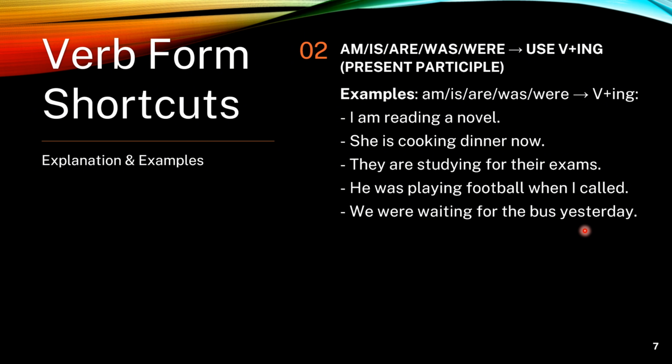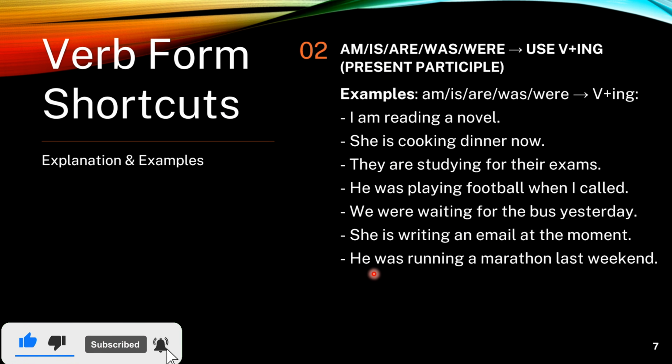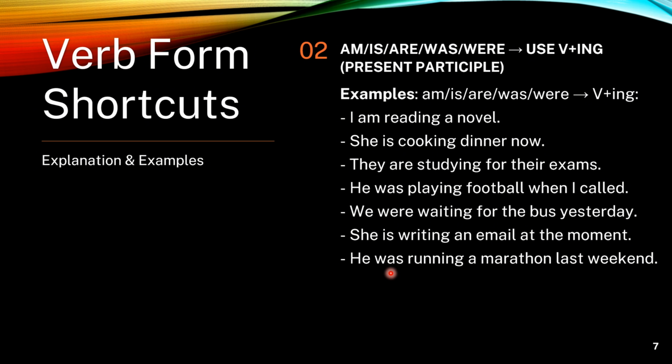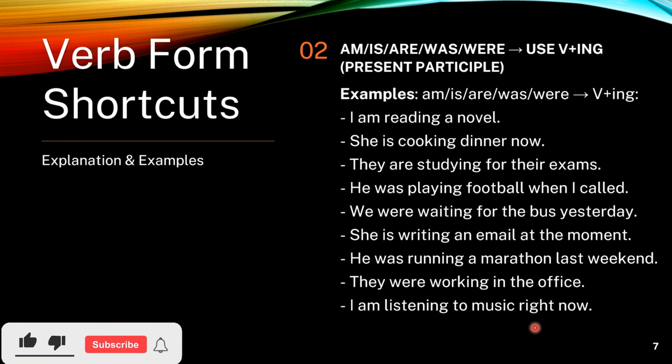We were waiting for the bus yesterday. She is writing an email at the moment. He was running, right? So who is running? He. With was, we're using running, right? Verb plus ing. They were working in the office. I am listening to music right now. She is dancing at the party.